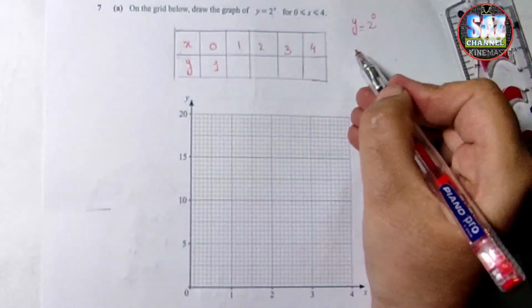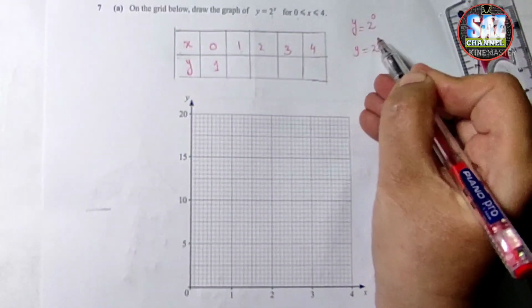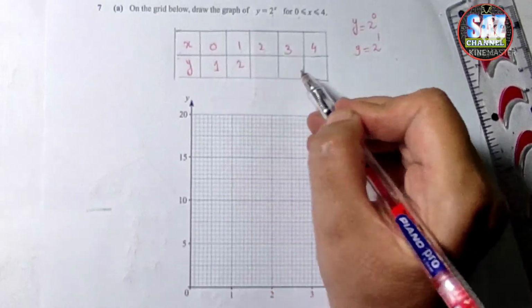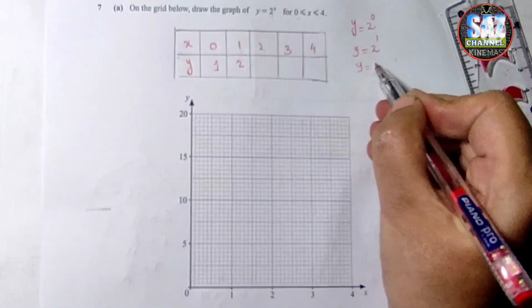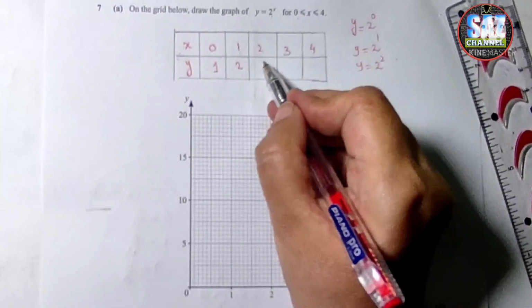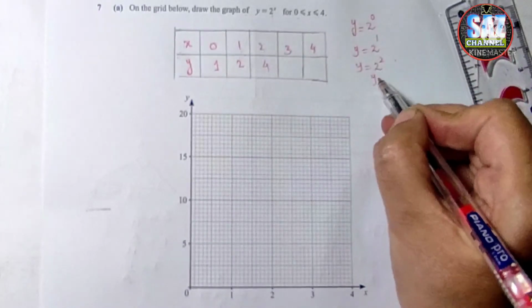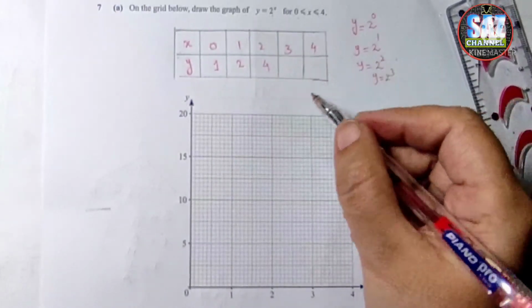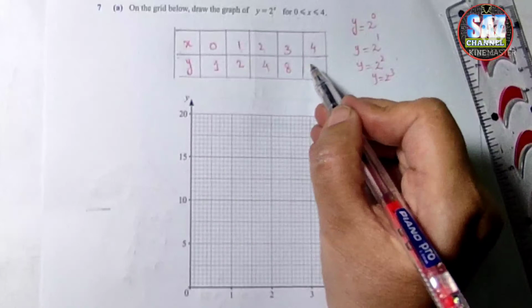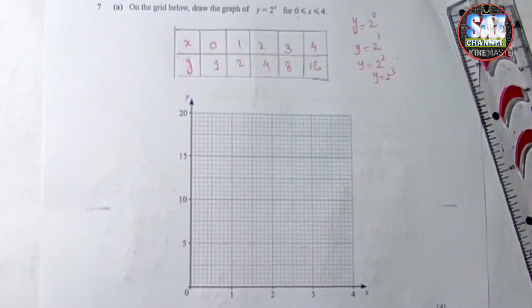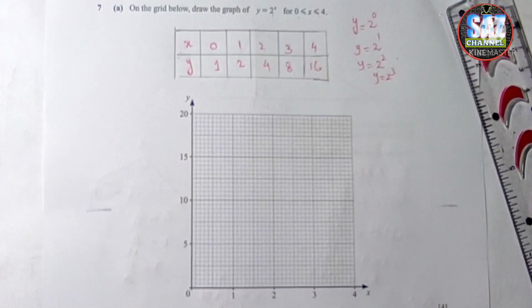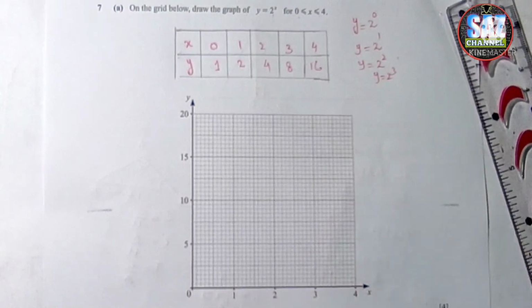Then 2 raised to power 1 will be 2. The third is y equals 2 raised to power 2, very easy, 4. Then y equals 2 raised to power 3, which will become 8. And 2 raised to power 4 is 16. Okay, the table is complete, and now we have to plot these values one by one on the graph paper.